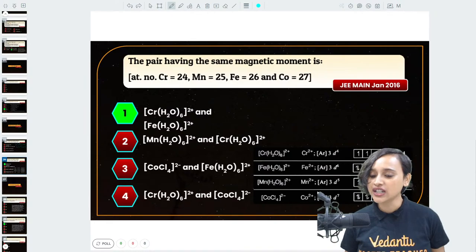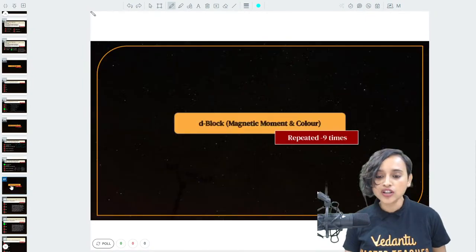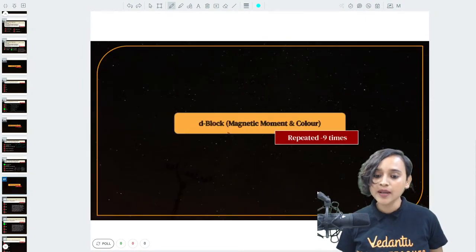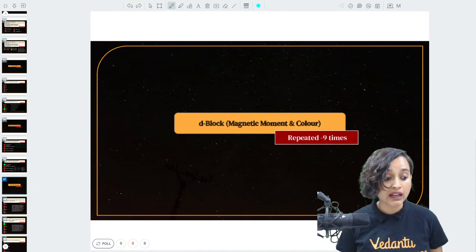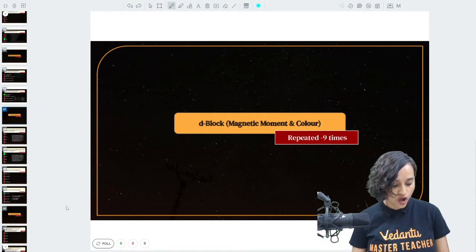Anyway, the explanation is right here and you can check it out later on. Moving on to the next topic, that is D block. In D block also, magnetic moment and color. Yes, color is also there.